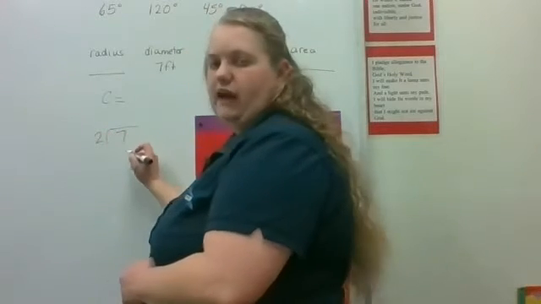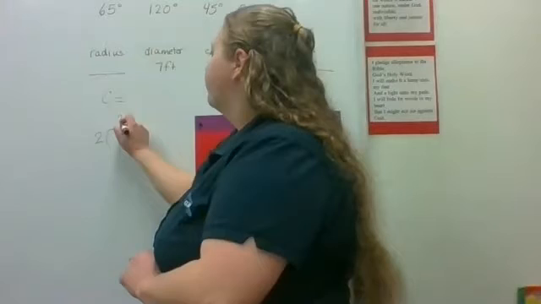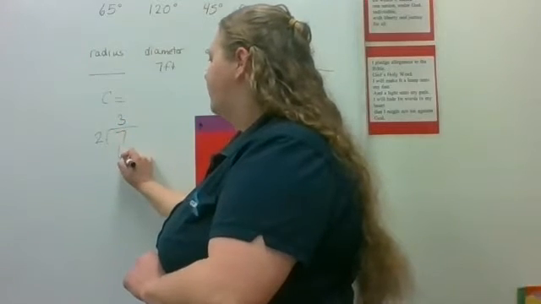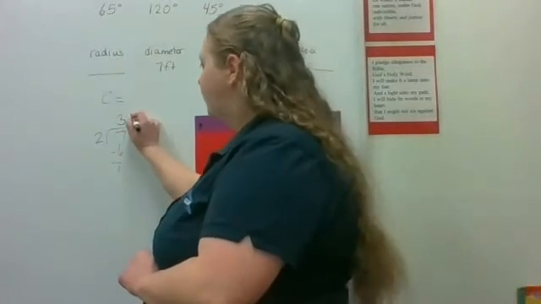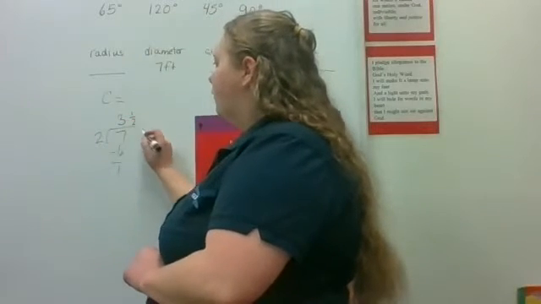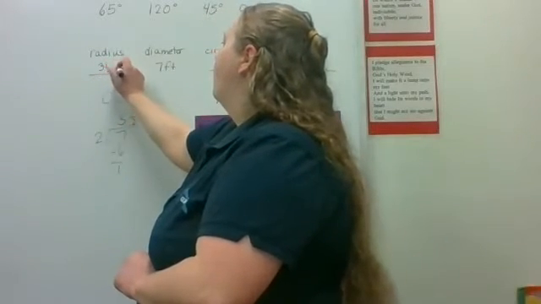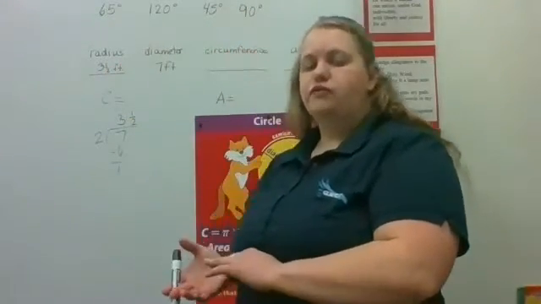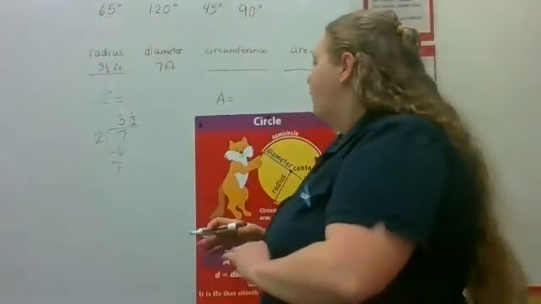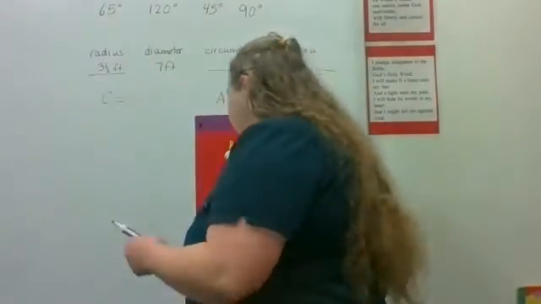2 goes into 7 how many times? This would be 3 times. 3 times 2 is 6, minus 1. If we make our remainder a fraction, we will get exactly what we're looking for. 3.5. So 3.5 feet, okay? It could also be written as 3 and a half feet. Either way would be correct. So that's how to figure out our radius.